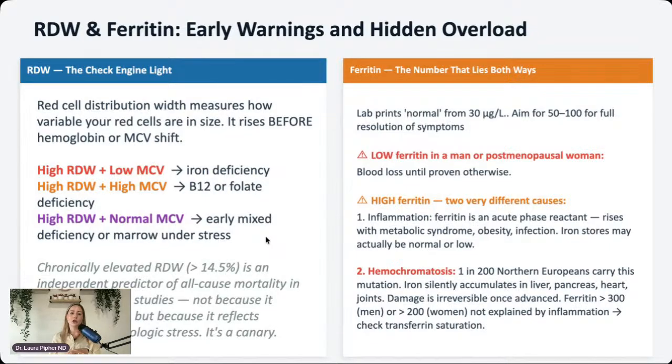And then we have a condition called hemochromatosis. This is where the body absorbs too much iron and stores it in places where it shouldn't. So usually the liver, the pancreas, the joints, the heart. Over decades, this actually causes organ damage. And the good news is it's completely treatable. You just donate blood and your iron levels come down. But often it's not caught until the damage is done.